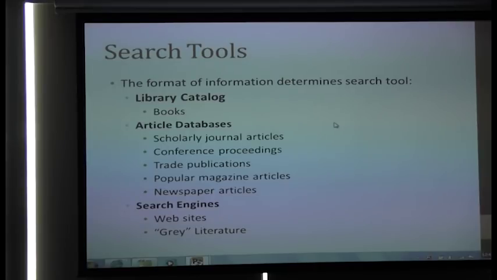Trade publications are actually sort of like popular magazines, but they're designed for a specific vocational group. In the library world, we have a publication called Library Journal. And even though it has journal in the title, it's not a journal. It's a publication that's designed for librarians to read about things that are happening in the field of librarianship. It's not really interesting to anyone but a librarian. But it would have conferences, job opportunities.